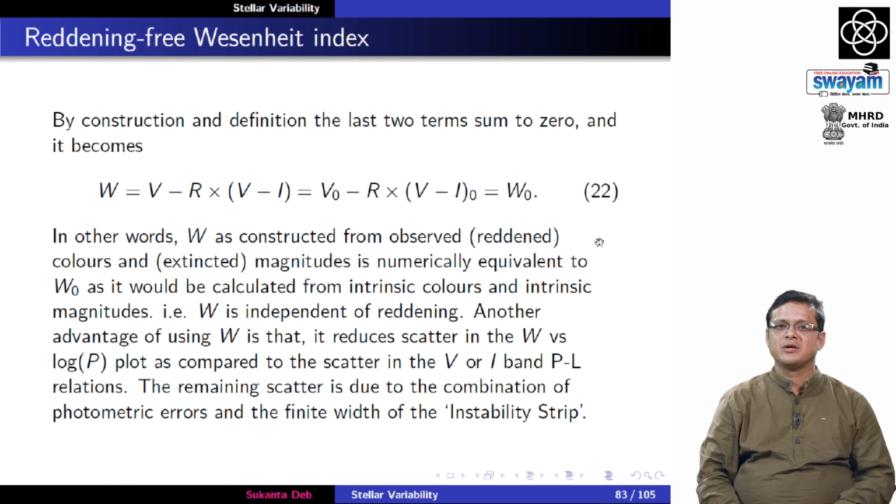Another advantage of using W is that it reduces scatter in the W versus log P plot as compared to the scatter in the capital V or capital I band PL relations. The remaining scatter is due to the combination of photometric errors and the finite width of the instability strip.